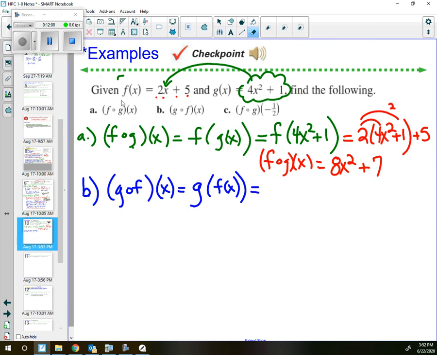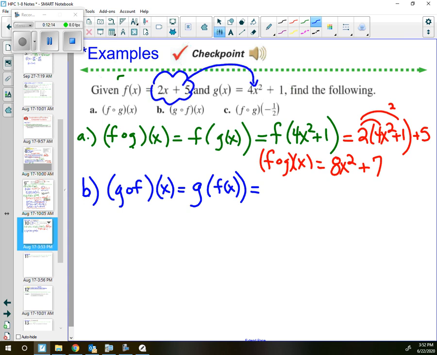So I'm going to erase this so I can do my color coding here. That means the function F, this linear equation, is going to have to be substituted in for the X in the function G. So that means G of 2x plus 5. So I'm replacing everywhere I have an X in the function G with that entire rule for F.